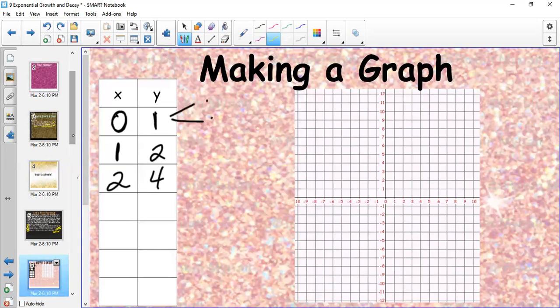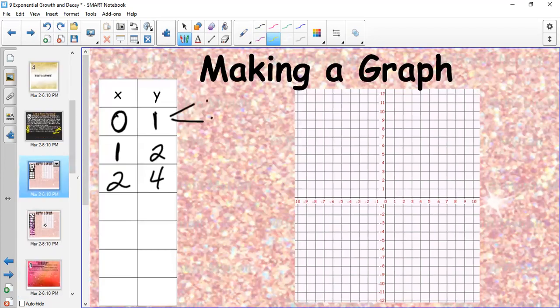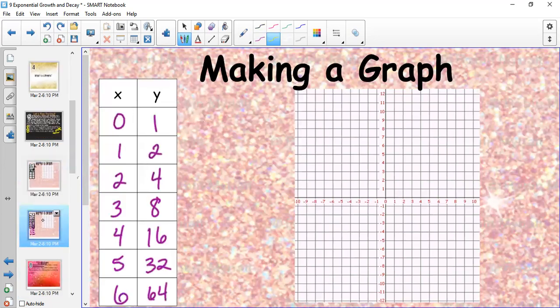All right, here's what you should have gotten. I already have our table filled in. So each time it doubles. If you notice, 1 went to 2, we multiplied by 2. 2 went to 4, we multiplied by 2 again, and multiplied by 2 again. And if I continue that pattern, this is what the table should have looked like.